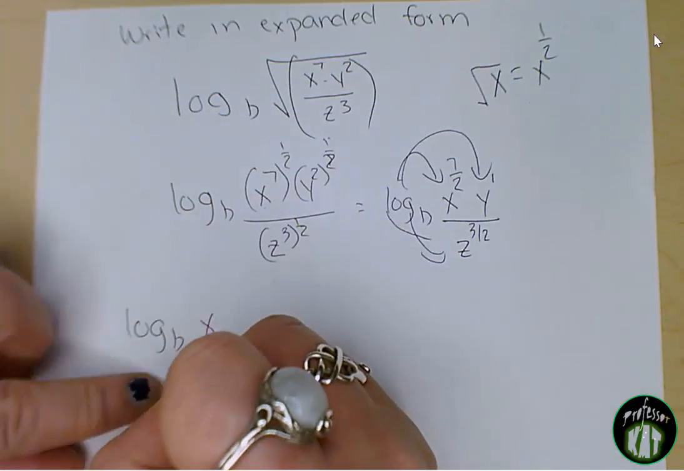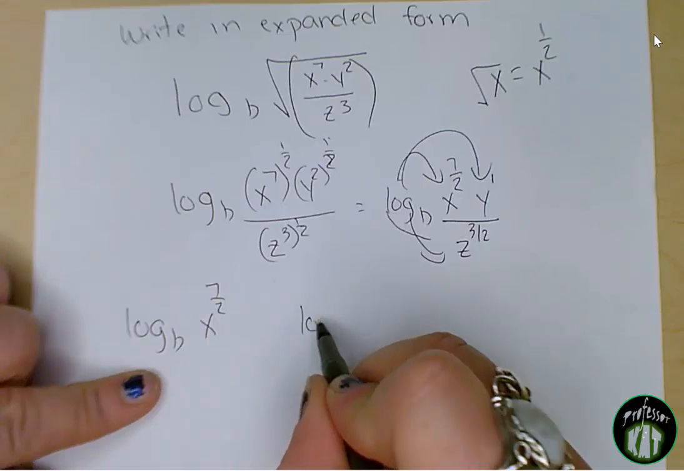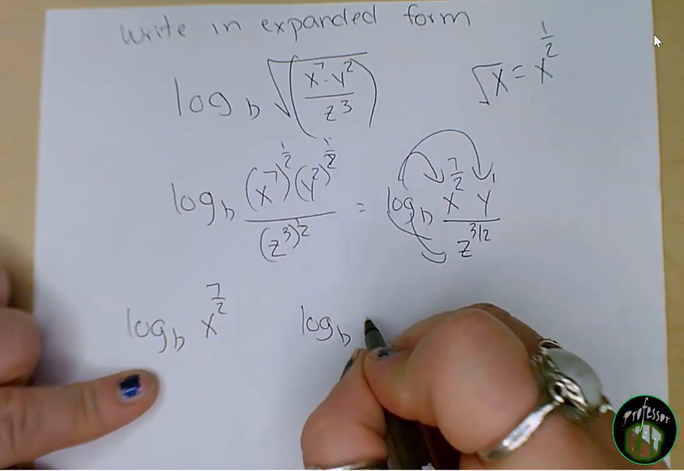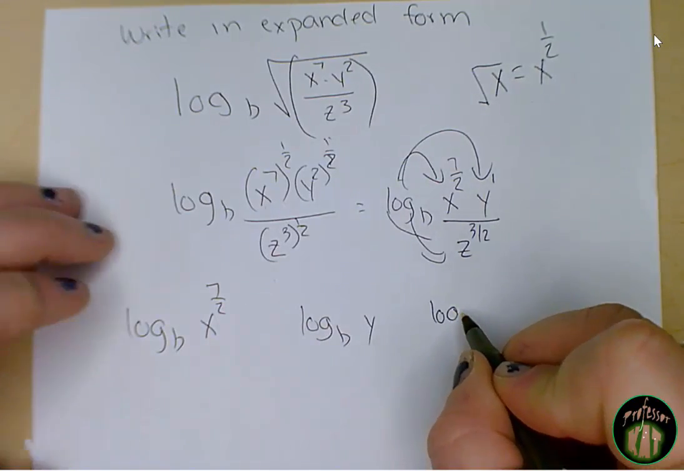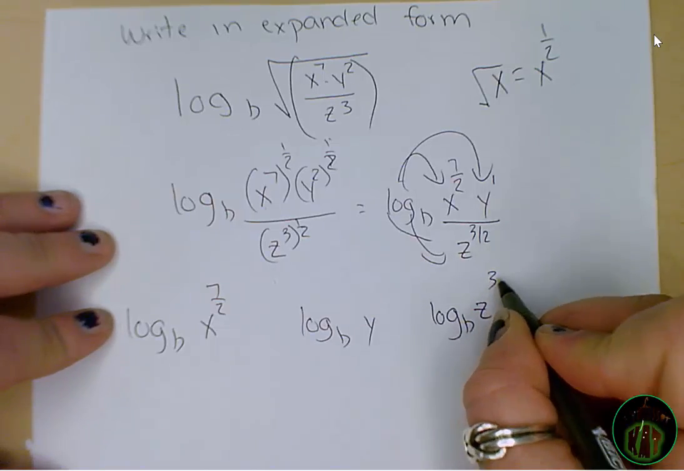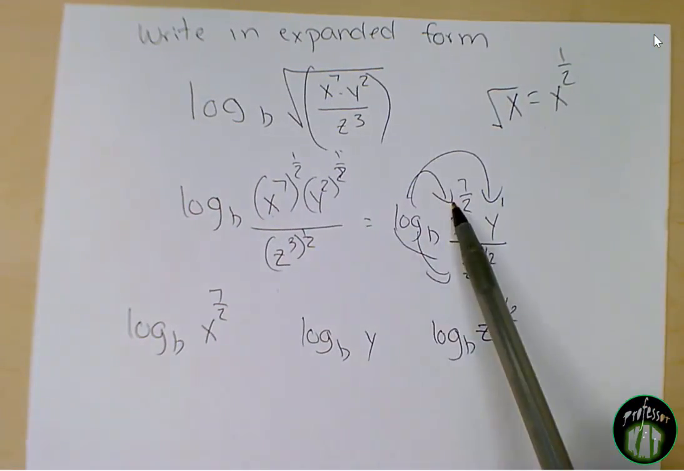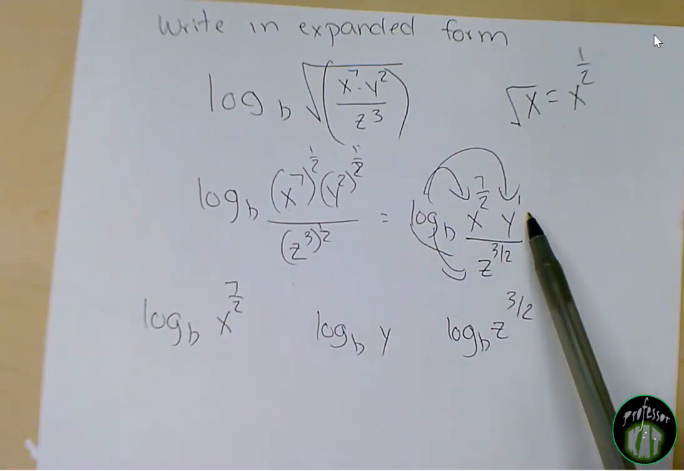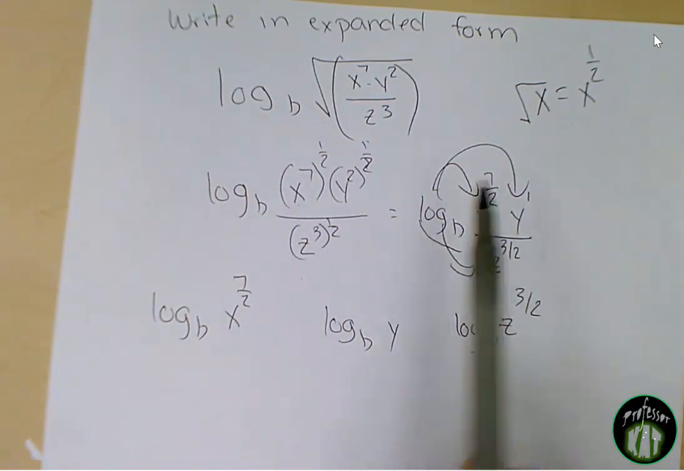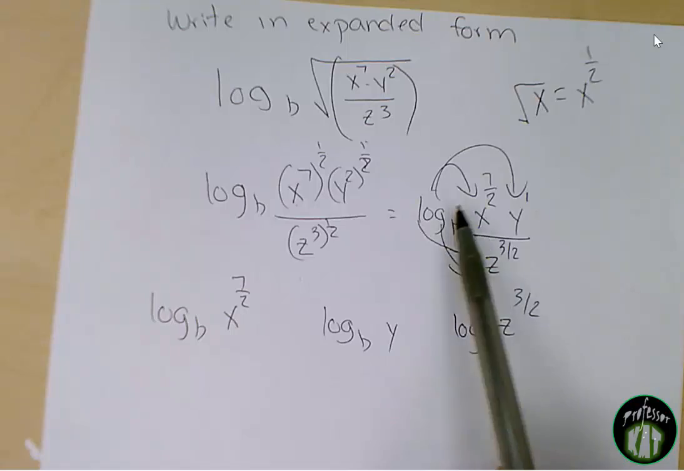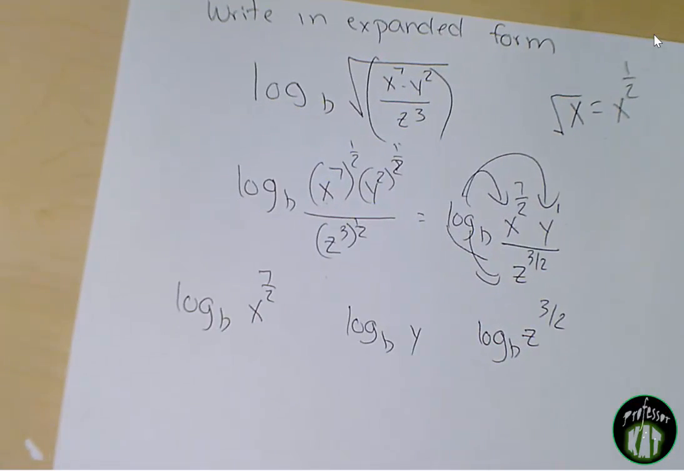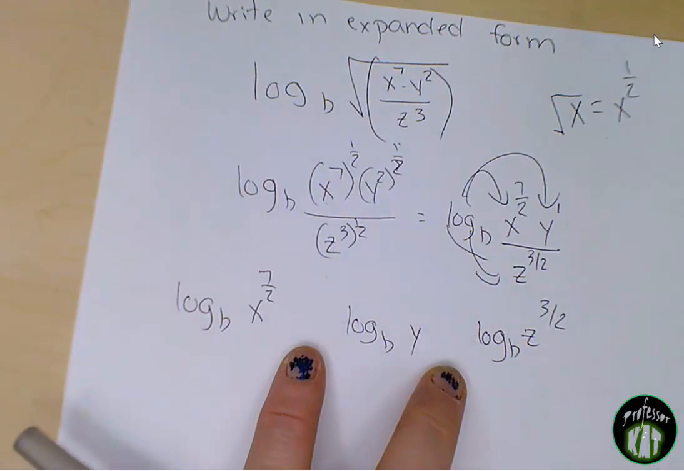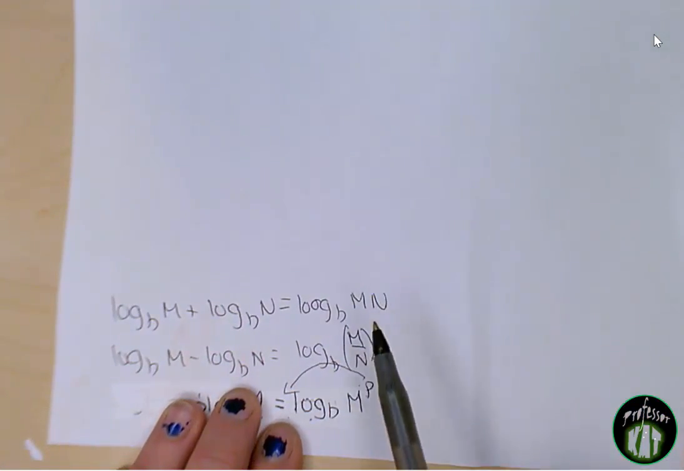So log base b of the x to the 7/2, log base b of the y, log base b of the z to the 3/2. Everything gets a log, right? The x, the y, and the z. So we're expanding this out, so that log needs to go to all three of these. Now we need to fill in our signs in between these, and that is going to come from your product and your quotient rules.